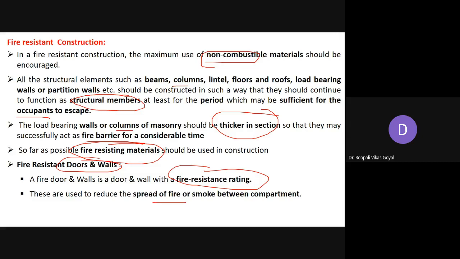ऐसा नहीं होना चाहिए कि वो खुद ही spread कर दे. If you are having a door which is of timber, that will add to the intensity of the fire. So they should reduce the spread of fire or the smoke between the compartments. So all the materials that you are choosing should be fire resistant as far as possible if you are going for fire resistant construction.